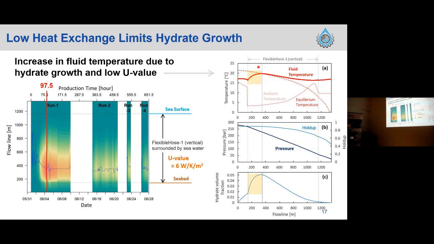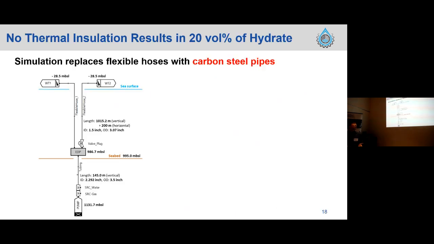And another interesting point is the large difference between the fluid temperature and ambient temperature. So there is a temperature difference between inside and outside of the pipe because of the low U value of the flexible flowlines, because flowlines consist of plastic layers. And so this low value results in a large difference in temperature. And so this suggests low heat exchange limits hydrate growth. And to discuss this possibility, we conducted another simulation.